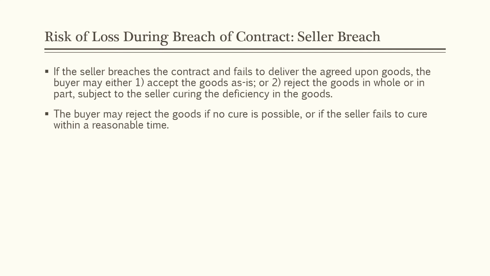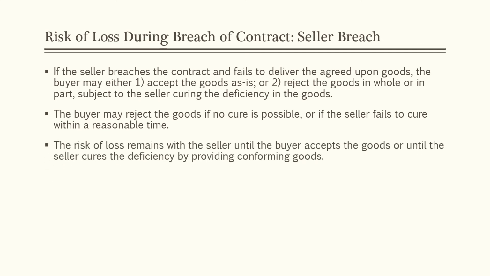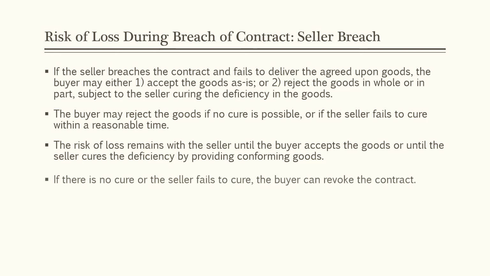If the buyer resells the goods, the buyer may first reimburse itself for the cost that it paid for the goods, and in some cases, they can even get a commission for their sale. When the buyer has rejected the goods because they don't conform to the contract, the buyer can also recover from the seller, in addition to the purchase price, its cover damages, which are damages for having to obtain substitute goods. The risk of loss remains with the seller until the buyer accepts the goods or until the seller cures the deficiency by providing conforming goods.